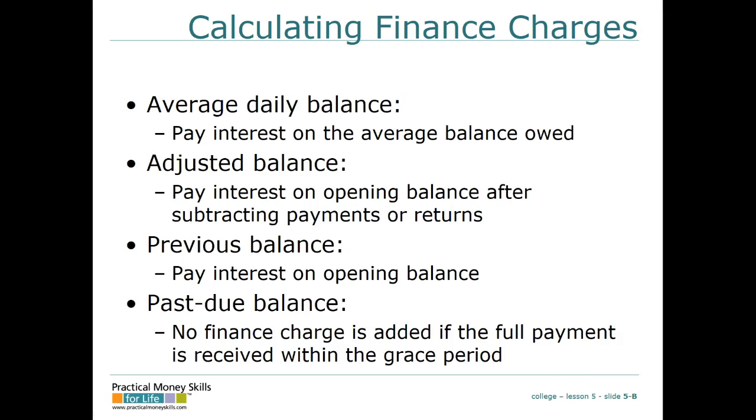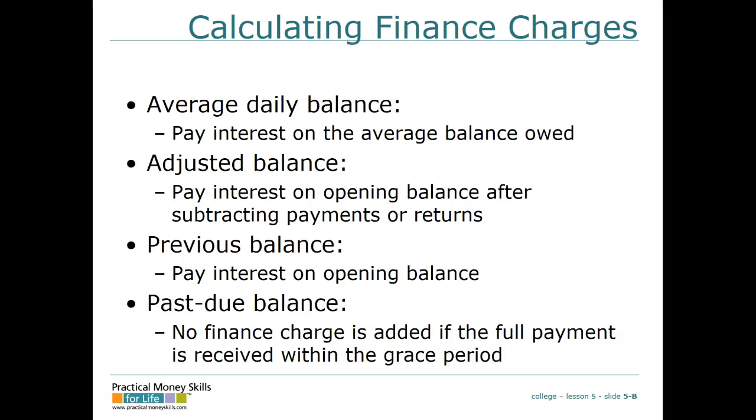When calculating finance charges, you use a number of different methods. One of those, probably the most common, is the average daily balance, where you pay interest on the average balance during the billing cycle. The creditor figures the balance in your account on each day of the billing cycle, then adds together these amounts and divides by the number of days in that billing cycle. Sounds complicated, but it's not really that complicated.